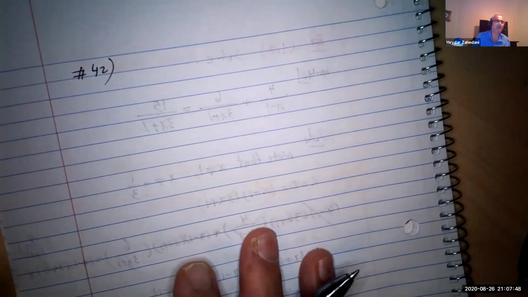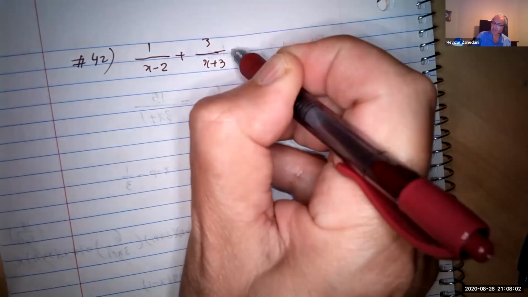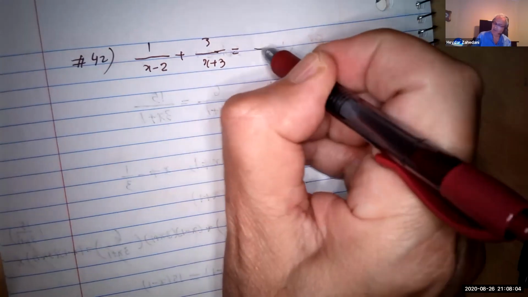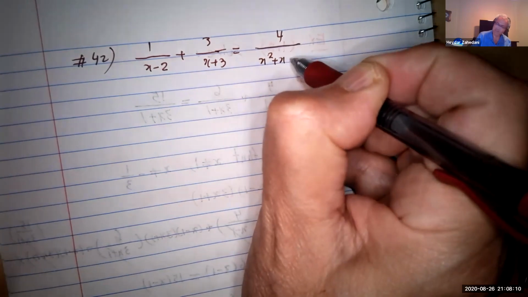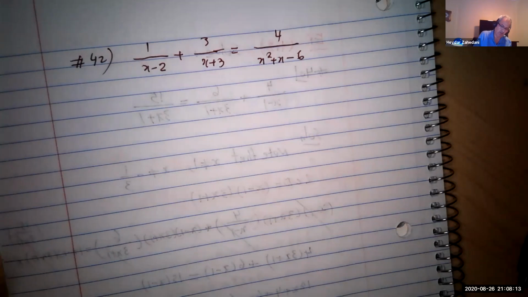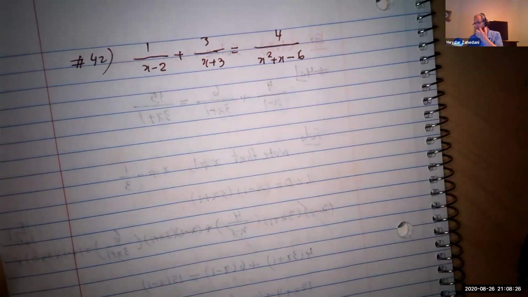In number 42, you have to solve this equation. It's 1 over x minus 2 plus 3 over x plus 3, and this is going to be equal to 4 over x squared plus x minus 6. Minus 6, this is the one that we are going to be interested in. And let's see what is special about this one. You won't get any quadratic for the time being.